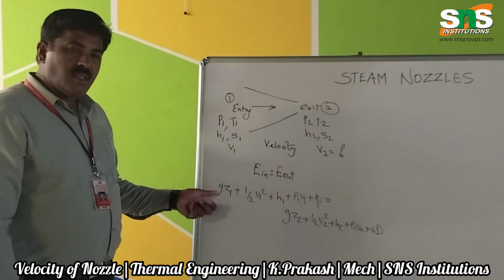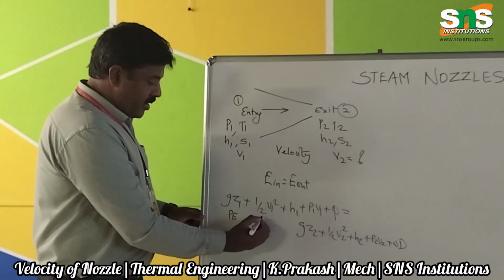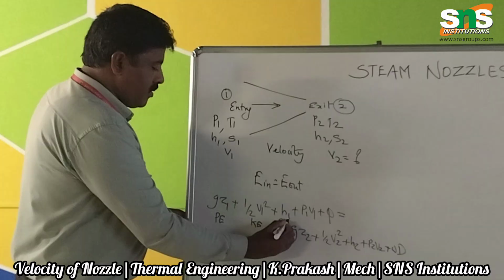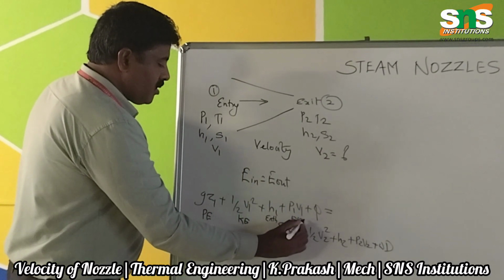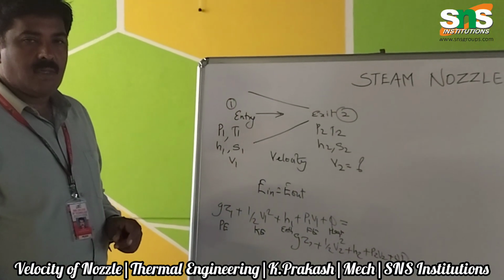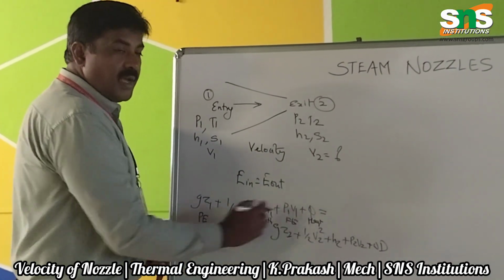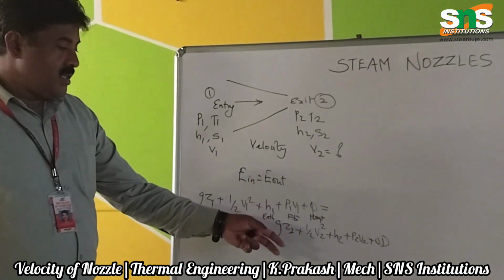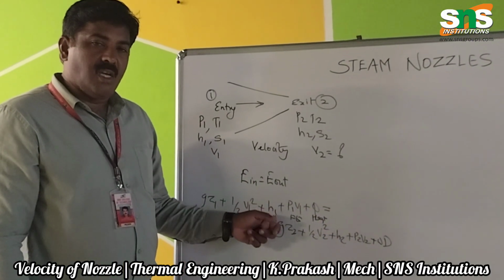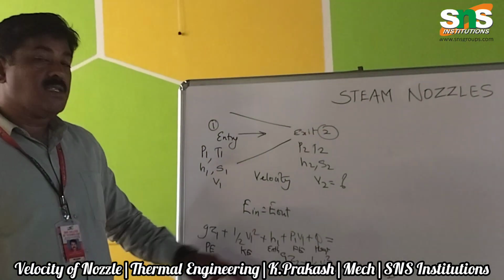Here Z1 is nothing but potential energy, whereas half V1 square is kinetic energy, H1 is enthalpy, P1 is flow energy, and Q is heat. So this is taken as the input of the steam nozzle. And the right hand side has the same potential energy, kinetic energy, enthalpy, flow energy, but here work is made. So the input is given as heat, but at the output work is done. So heat is converted into work done. This is the steady flow energy equation.